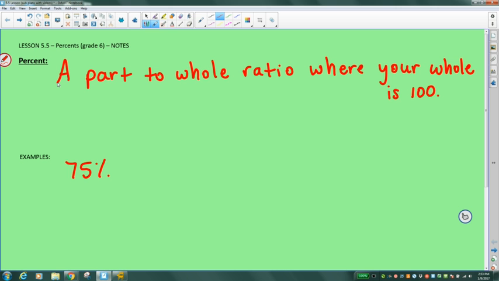75%, notice you have the percent symbol. The percent symbol can be written with a backslash and 2 dots, or you can write it as 2 little circles, a backslash, and 2 open circles. It doesn't matter which one you prefer. Okay? And your percent simply is stating that you have 75 out of 100.